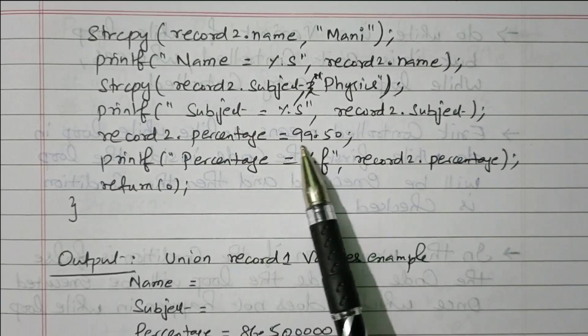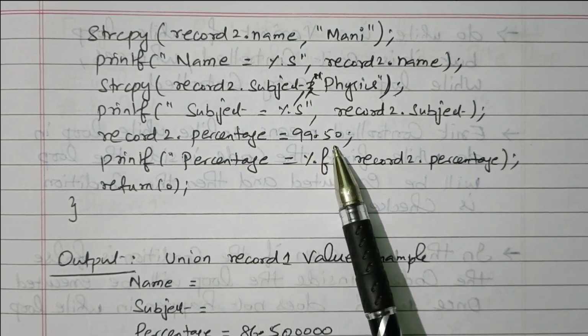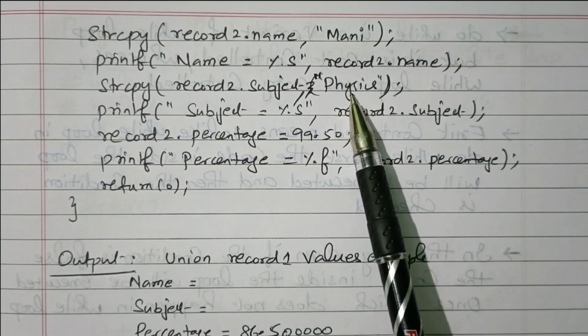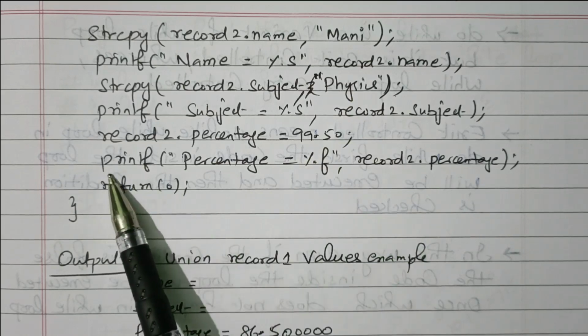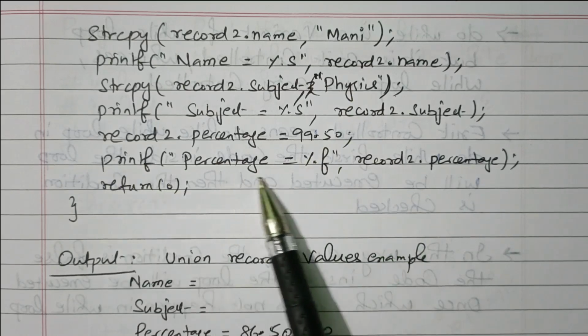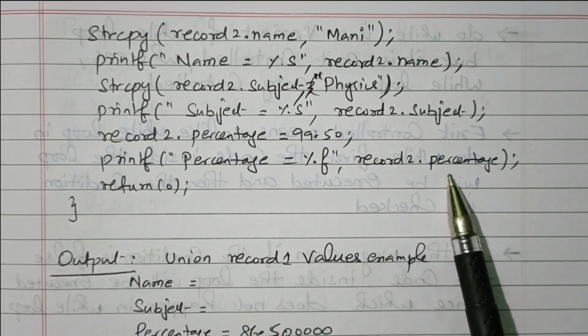Now we are storing the percentage of the second student as 99.50. So this physics will be overwritten in the memory location, 99.5 will be stored. That is also immediately printed. Print of percentage, that is the floating point, record 2 dot percentage, it will print 99.50.